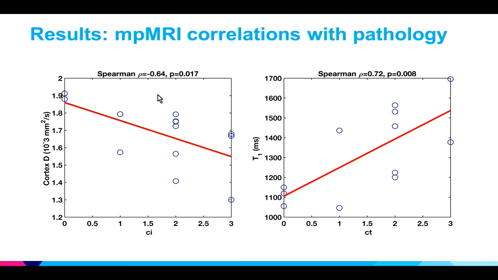Two parameters were correlated with pathology scores. The cortex true diffusion coefficient showed a strong negative correlation to interstitial fibrosis, which is expected. So we expect to see restricted diffusion with collagen deposition in fibrosis. And T1 was positively correlated to tubular atrophy, which is expected because tubular atrophy would be associated with edema and inflammation, and these would prolong T1.